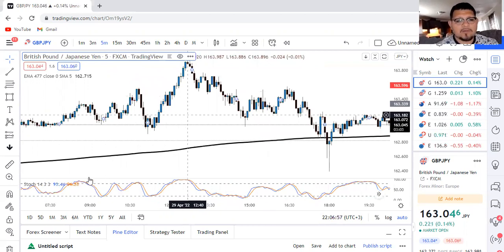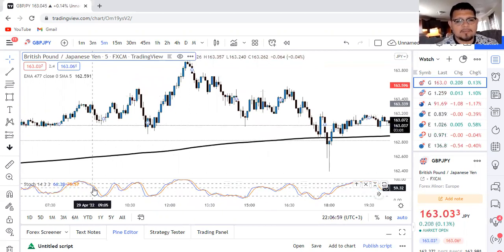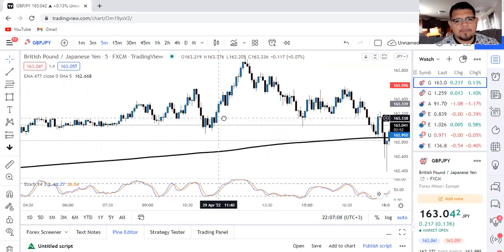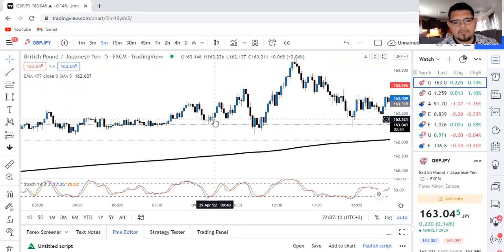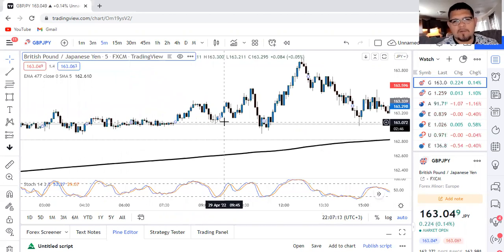All right, what is the stochastic? What does it work for? What are we using it for? Simple, to catch the overbought and oversold areas. The way that I'm about to use it, I'm using it very simple.